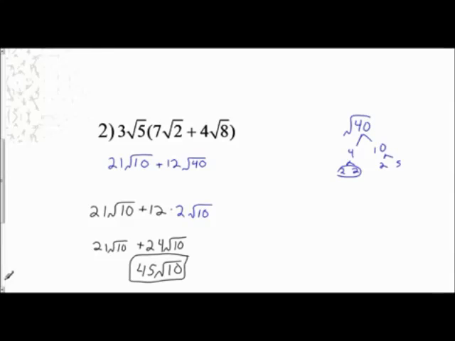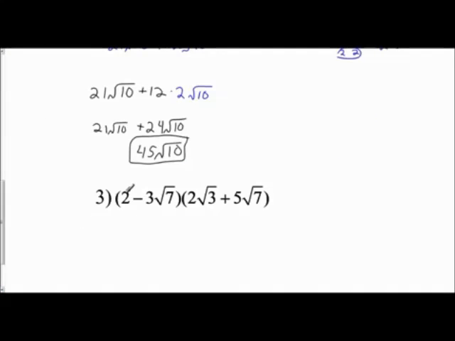So let's try another example. We have example 3. Now you have a binomial times a binomial. You need to remember to distribute. So you have 2 minus 3 square root of 7 times the quantity 2 square root of 3 plus 5 square root of 7. The 2 is going to go to the first term, and when it does that, 2 is not part of a radical, so it's only going to be multiplied by the 2 on the outside.